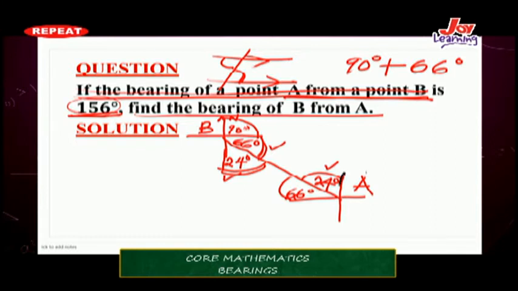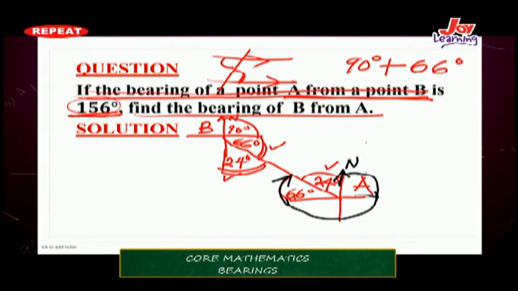So from the north of A, in the clockwise direction, what angle is there? 90 plus another 90 plus another 90, making 270, plus 66. Before I reach the line joining A and B, all the angles on the way will be added. Now I'm starting the reading from the north of A, but not the north of B. The north of B was used to draw the diagram.